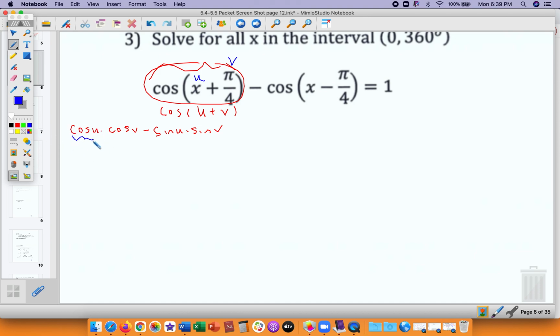So cos of u, we're going to write cos x times cos v, cos of pi over 4. So we could either say pi over 4, or we could say 45 degrees, right? So I'm going to write 45.